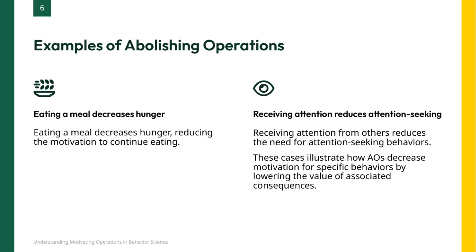Here, we see two clear examples of abolishing operations in action. First, when someone eats a meal, their hunger decreases. Because their hunger is satisfied, their motivation to keep eating goes down. Essentially, the consequence of eating a meal makes the drive to eat less appealing. Similarly, when a person receives attention, it reduces their need to seek more attention. In other words, attention becomes less valuable once it has been given, which lowers the motivation to engage in attention-seeking behaviors. These examples highlight a key idea.